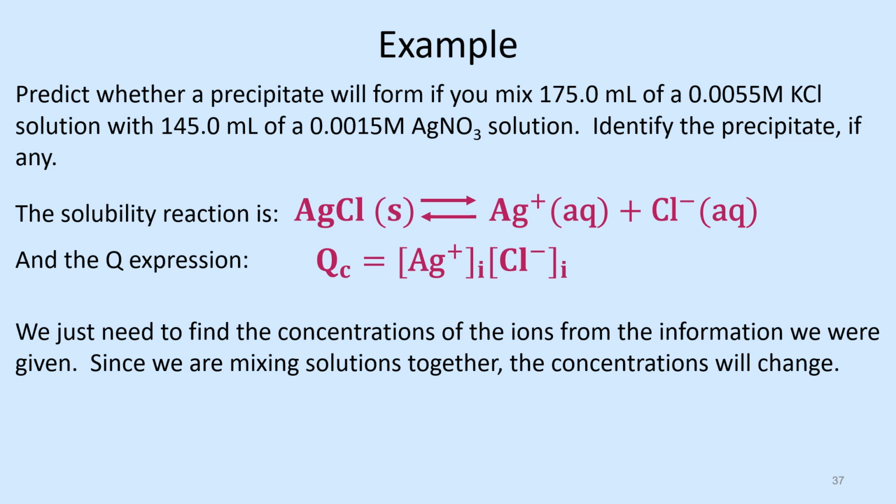If you think about this problem, we do know a concentration of KCl, and we do know the concentration of AgNO3, but we don't know exactly the concentration of silver or chloride, because when we mix them together, there's going to be a dilution as well. So we can't use these concentrations. We have to rethink through what it is.